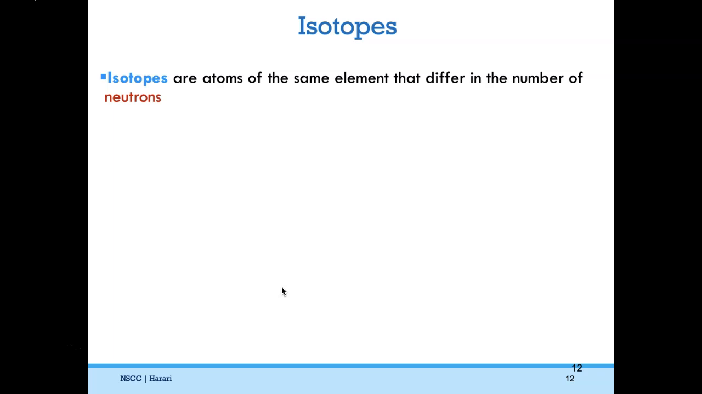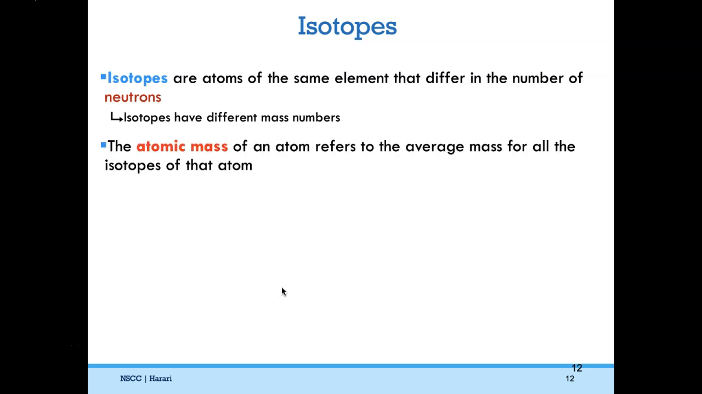Isotopes are atoms of the same element that differ in the number of neutrons. So these are atoms that have the same number of protons, but a different number of neutrons. So while they have the same atomic number, they have different mass numbers. And now I'm just going to distinguish atomic mass and mass number. The atomic mass of an atom refers to the average mass for all of the isotopes of that atom.